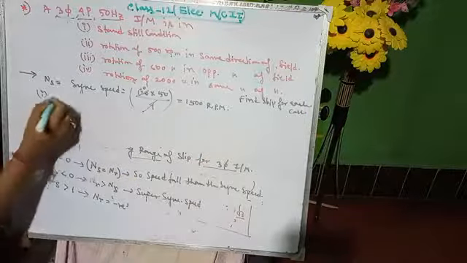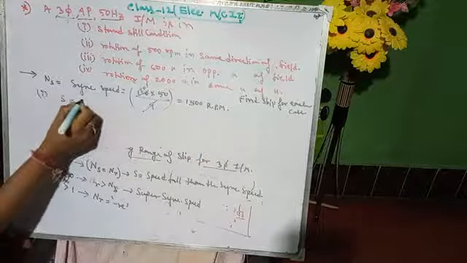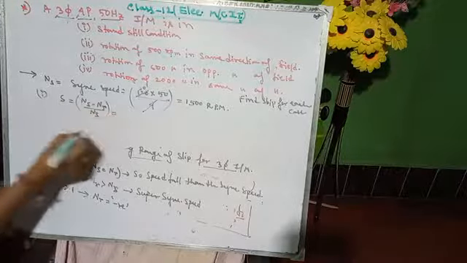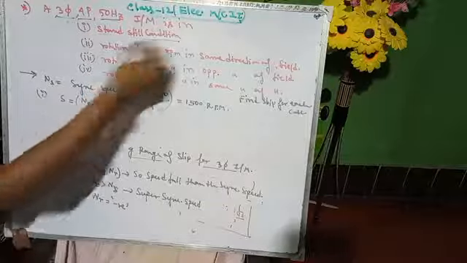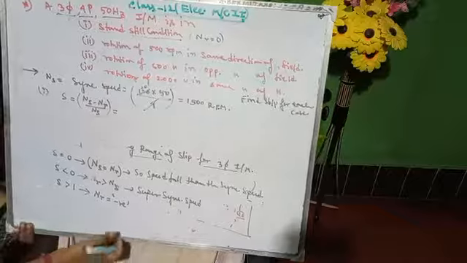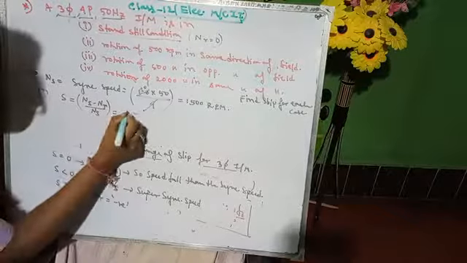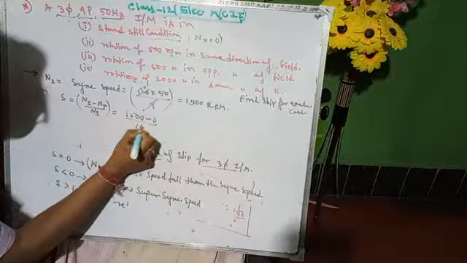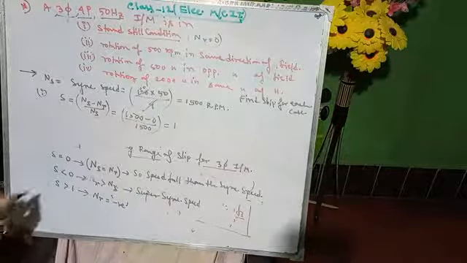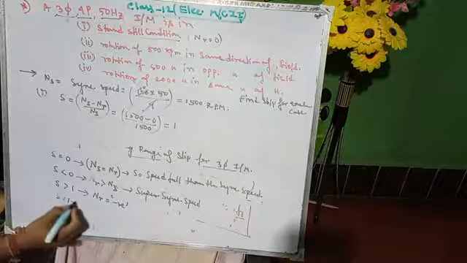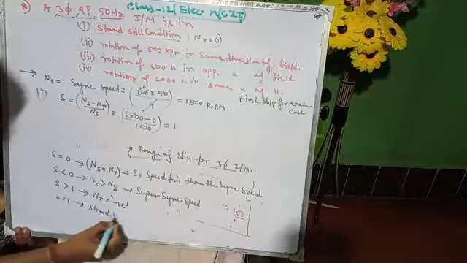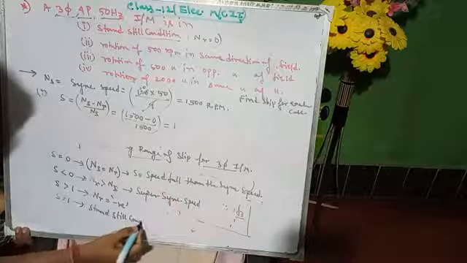Case 1: slip equals ns minus nr by ns, this is your formula. The first case is standstill condition, which means nr equals 0, no rotation takes place. That is 1500 minus 0 by 1500, which equals 1. Slip will be 1. So s equals 1 means standstill condition.